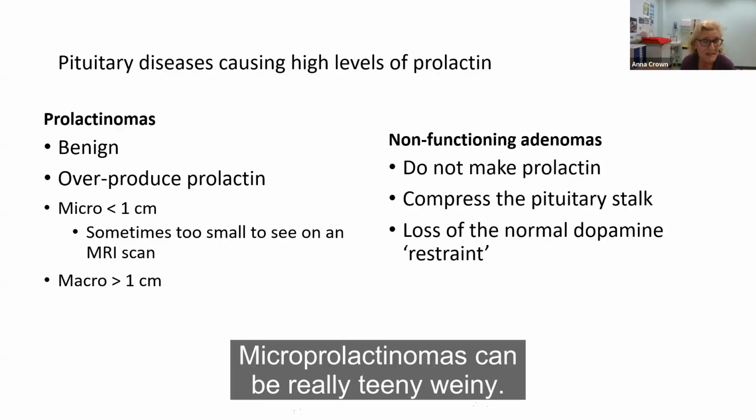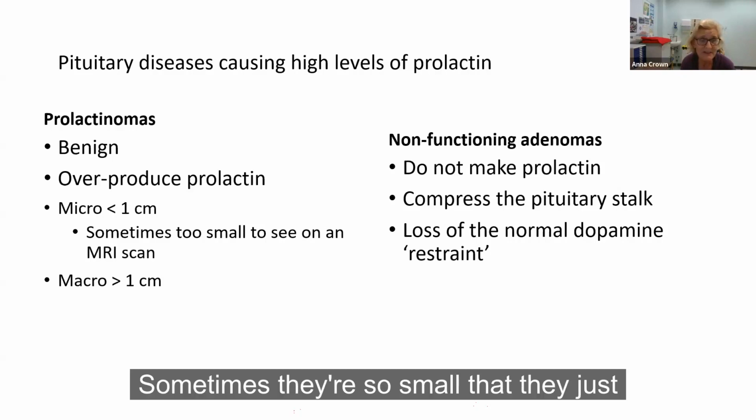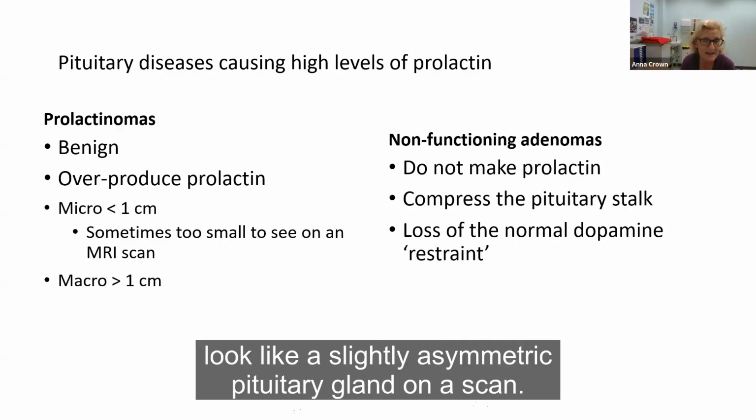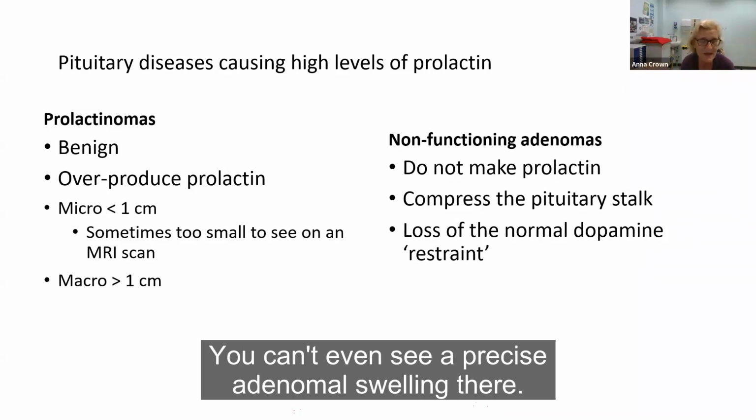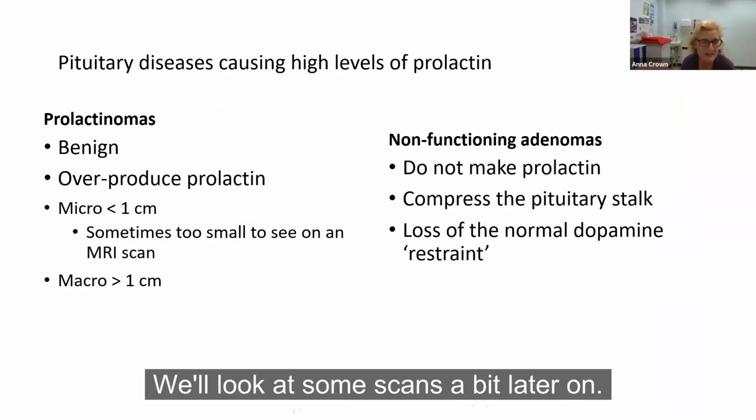And microprolactinomas can be really teeny weeny. Sometimes they're so small that they just look like a slightly asymmetric pituitary gland on a scan. You can't even see a precise adenoma or swelling there. And we'll look at some scans a bit later on.